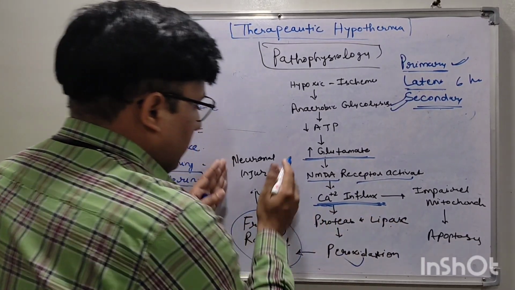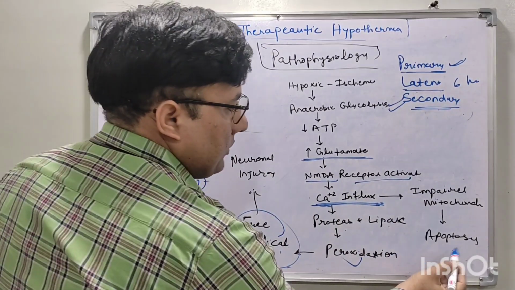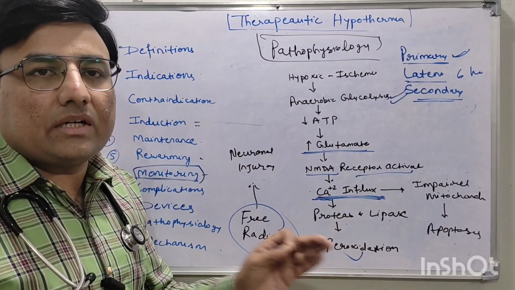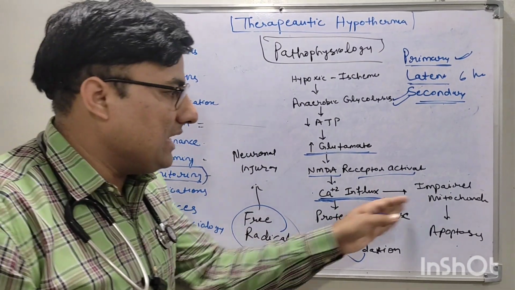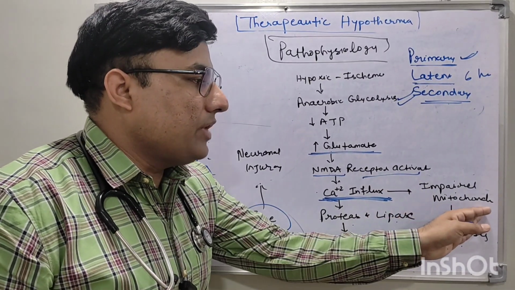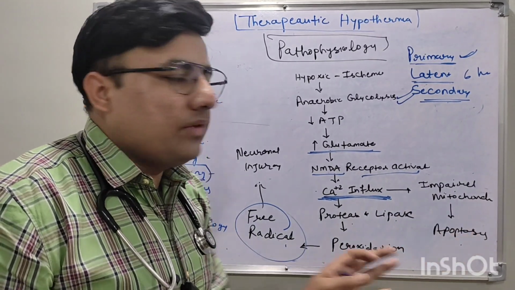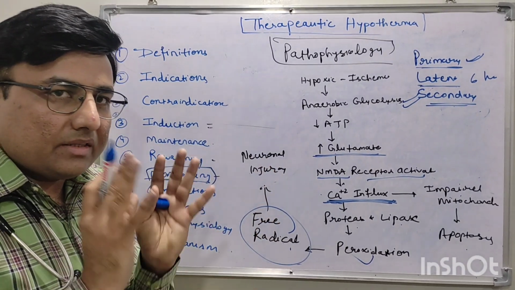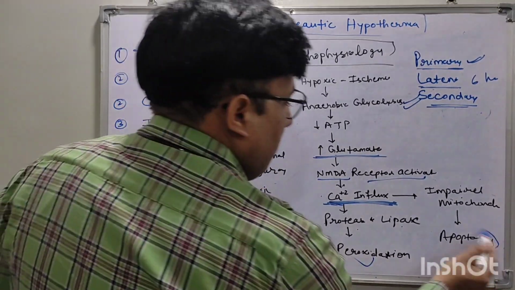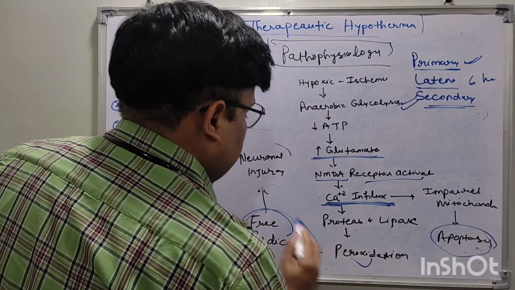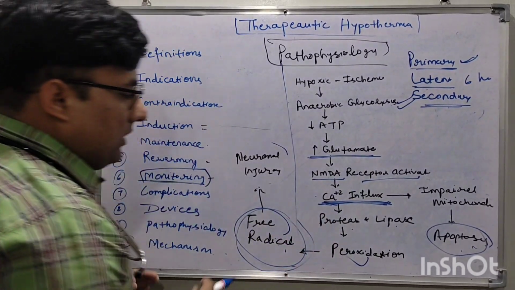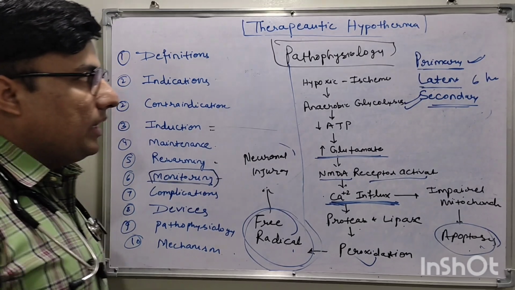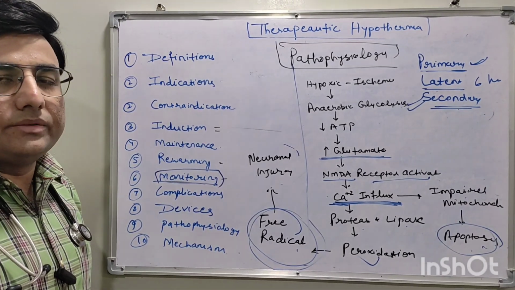One more thing is apoptosis. Because of the calcium influx, there will be impaired function of the mitochondria in the cell. Because of the impaired function of the mitochondria, apoptosis of that cell will start. If any cell's mitochondria are not functioning well, that cell will go into apoptosis. So apoptosis and free radical injury cause neuronal injury in hypoxic ischemic encephalopathy.